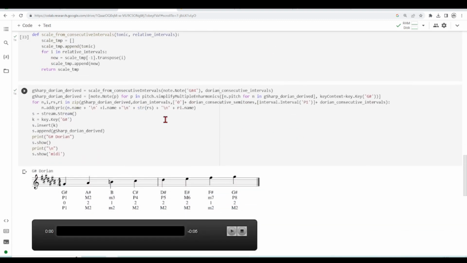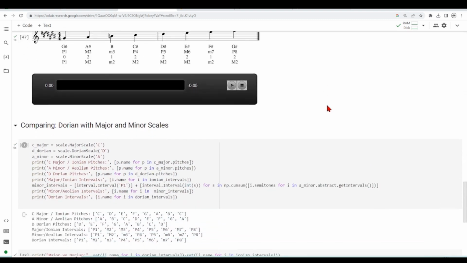Then we will also listen to the Dorian mode, and then we will compare the differences between the Dorian mode and the common major and natural minor scales, so we can also have this feeling of how the mode is changing from the major scale or the minor scale, how they relate, what are the differences, what are the characteristic intervals that make this mode different than the major and the minor scale.